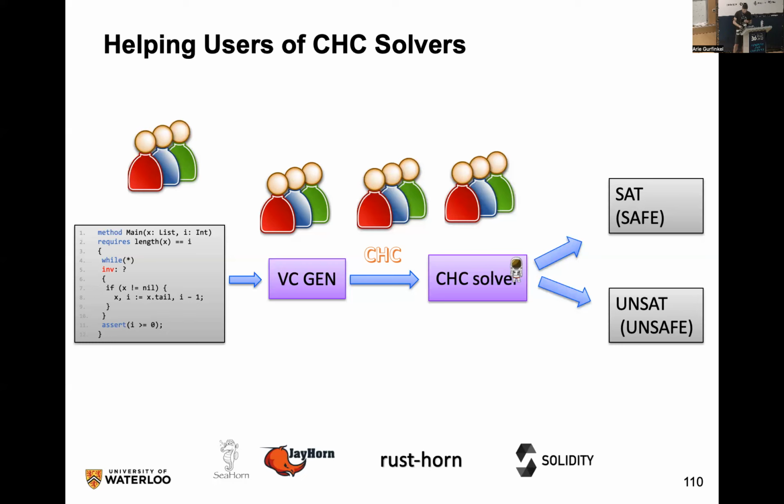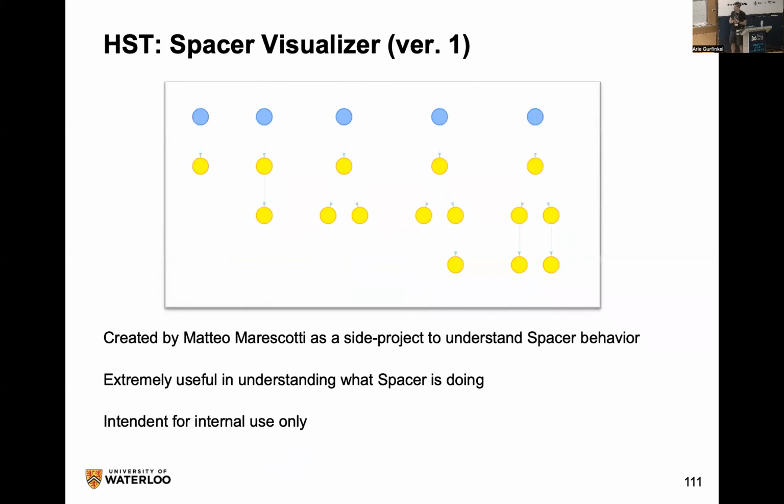And so I wanted to just show one thing along this line. So actually not the last thing, but the first thing, and that's the Spacer visualizer. This is one of the things that we made for ourselves to understand how Spacer works from the inside. We've never managed to really make it public. It is publicly available, just not made usable for other people. It was started by Matteo, and it really was a side project. We were working on parallelizing Spacer, and he wanted to understand better what is actually happening.